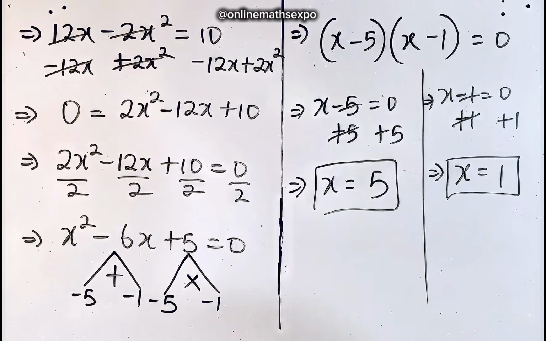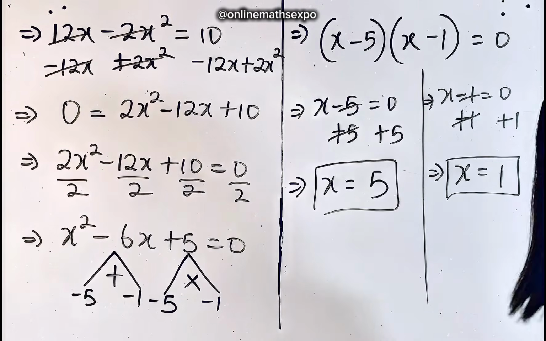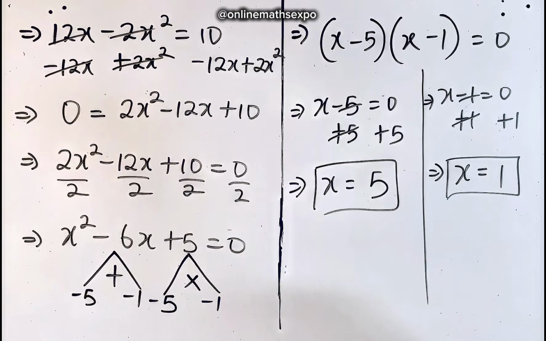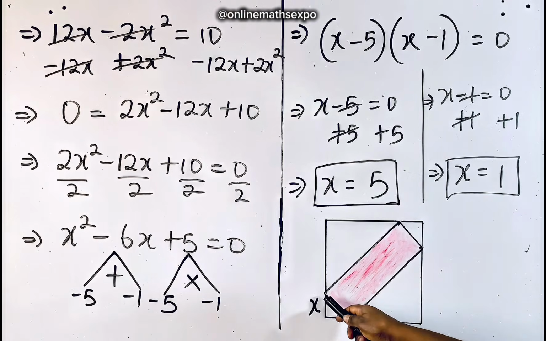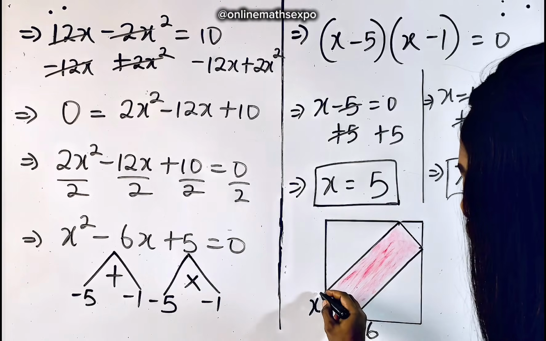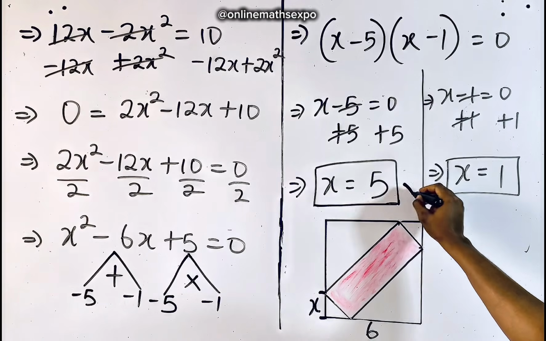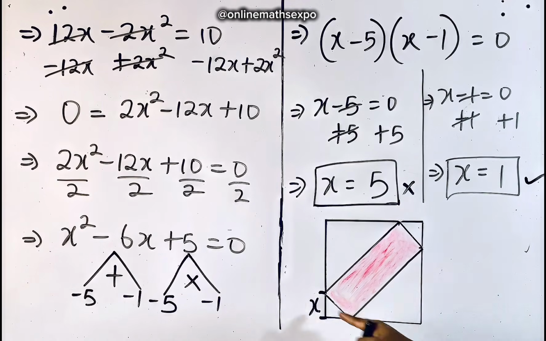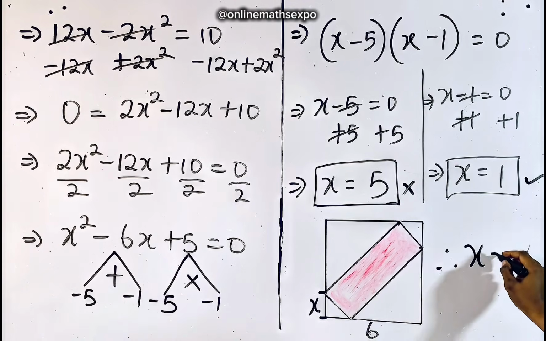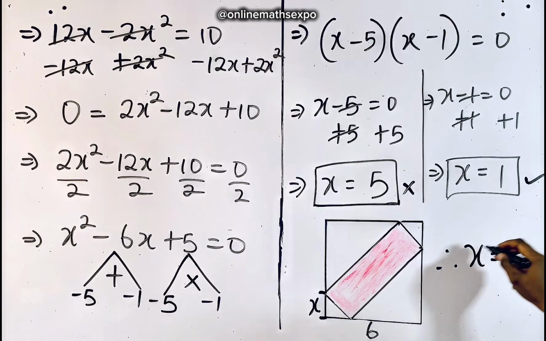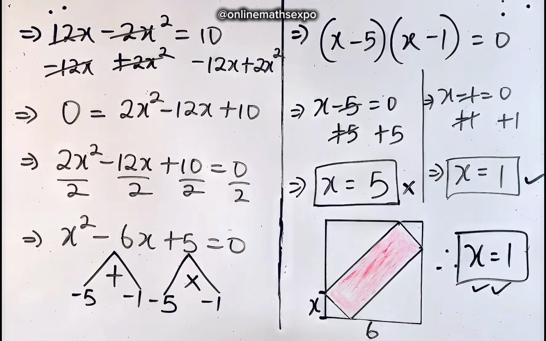Now recall the shape we have where we position the value of x. So let's record the shape. You observe that the x we have is a little part of this length. And if x is just a smaller part of the whole length, it means x cannot be 5. We are going to accept x as 1. So in that case, we have x is equal to 1 unit. And that is our answer.